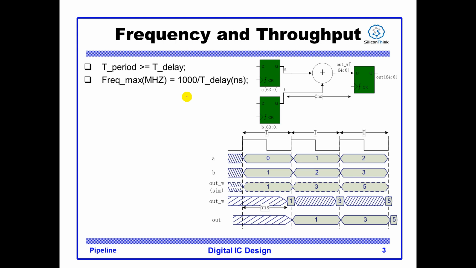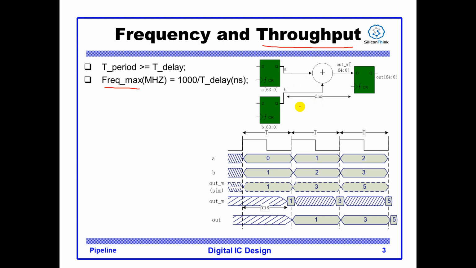First, let's look at the benefit of pipeline. In this slide, I will define the maximum clock frequency a circuit can run at, and define the throughput for digital circuit. So let's see the circuit here and the waveform below. This is a simple circuit that does an AND function of two 64-bit signals.